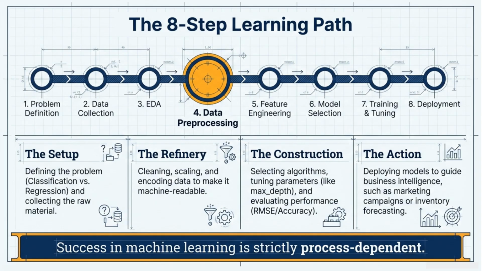Predictive analytics detects patterns in data to foretell future events, transforming historical data into reliable statistical models. Success in machine learning is process-dependent. We follow an 8-step learning path, moving from problem definition and data collection to the core steps of data preprocessing and model selection, before concluding with training, tuning, and deployment.